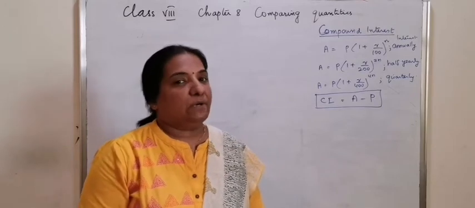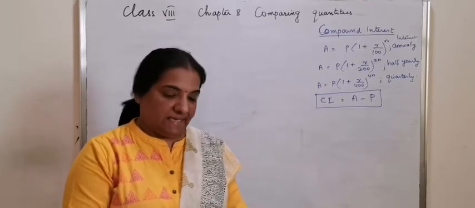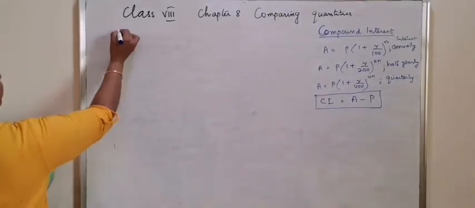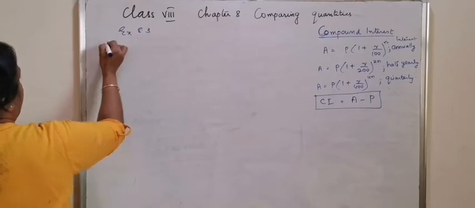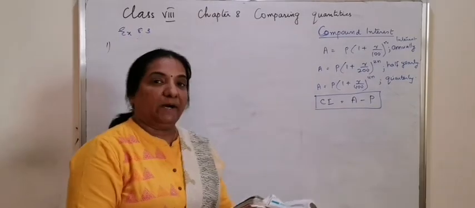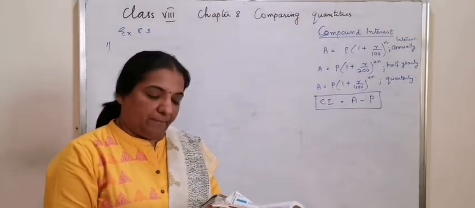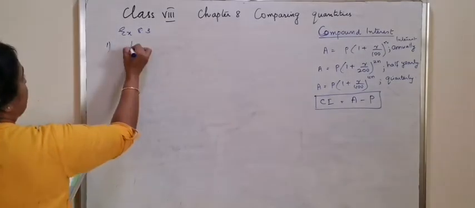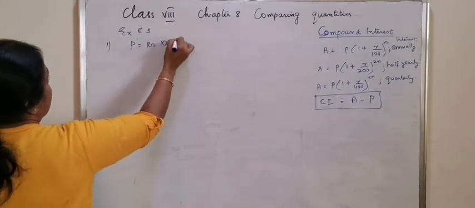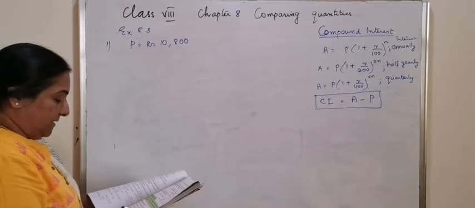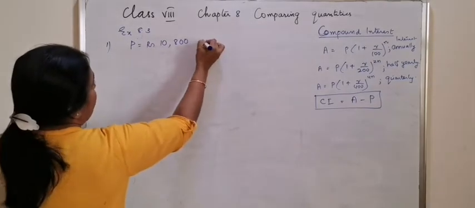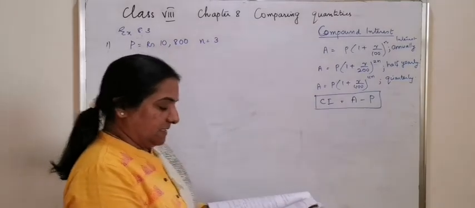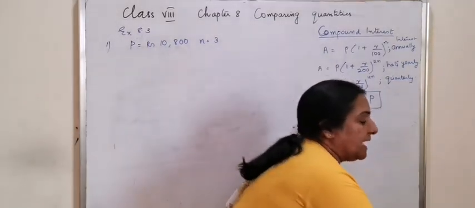We will be doing one pattern from the textbook exercise. Exercise 8.3, question number 1. Calculate the amount and compound interest on rupees 10,800. Principal is given as rupees 10,800 for 3 years, n is equal to 3 years, at 12.5% per annum compounded annually.